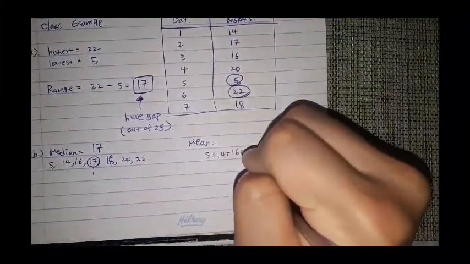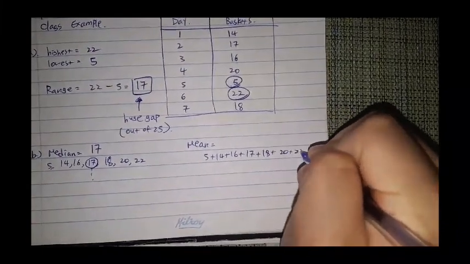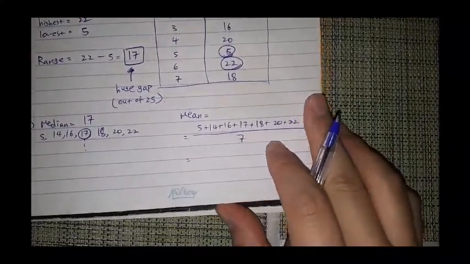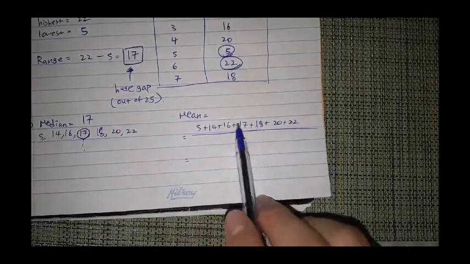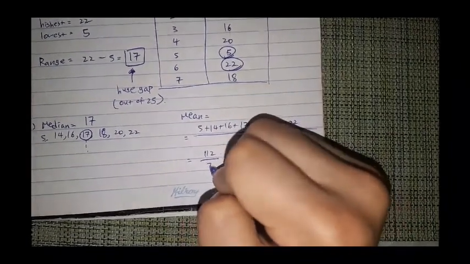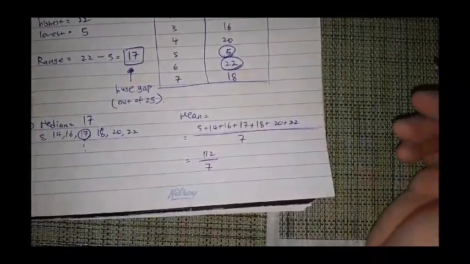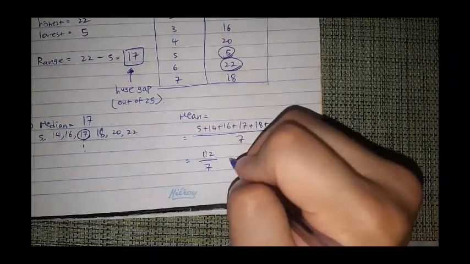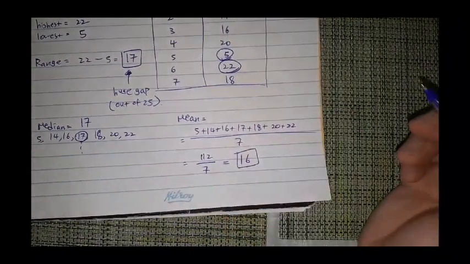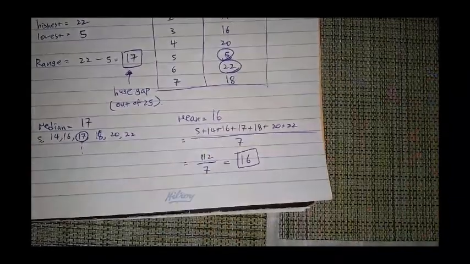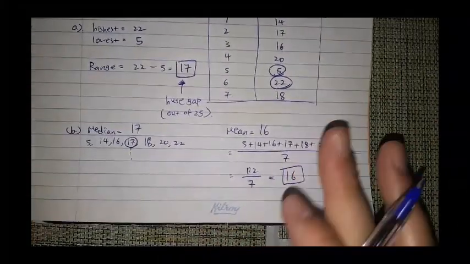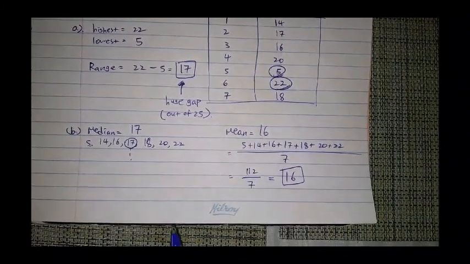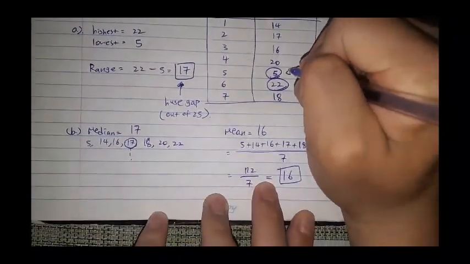The mean is adding every single value: 5 plus 14 plus 16 plus 17 plus 18 plus 20 plus 22, divided by 7, which is my data count. Once you punch it into the calculator, it's 112 divided by 7. You can use your calculator because most of the time it gives you some nasty number. But in this case, it's actually 16. Rarely do you get a clean number, but this example gives you one. So the average, if you use the median, is 17. If you use the mean, it's 16. But at this point, it is debatable.